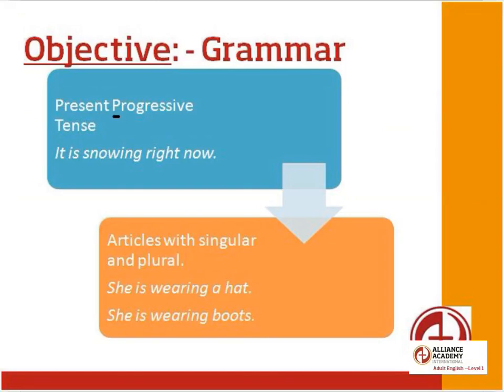We will be introducing present progressive tense. Here is an example of it. It is snowing right now. We will also talk about articles with singular and plural nouns. So we would say she is wearing a hat, but no article if the noun is plural. So we would say she is wearing boots.